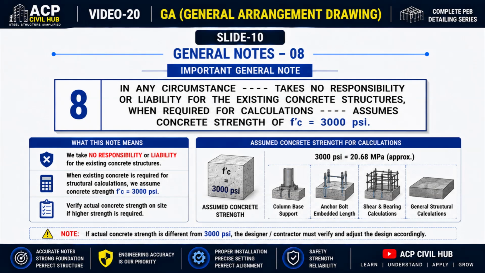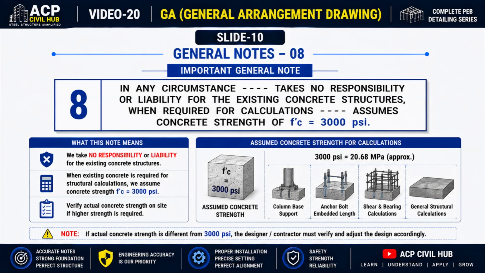The note also mentions that, whenever structural calculations involving the existing concrete are required, a concrete compressive strength of FC equals 3000 psi is assumed unless project-specific information is provided. This assumed value is used only as the basis for engineering calculations. If the actual concrete strength is different, the structural design and calculations must be reviewed and updated accordingly.